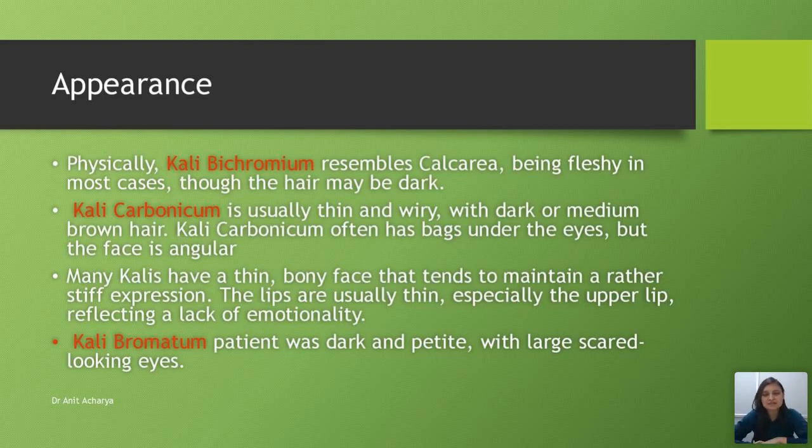Now appearance. Kali bichromicum is a chubby personality, quite resembling the Calcarea. Kali carbonicum is thin and wiry, lean, thin, with an edematous appearance around the eyes, particularly the upper eyelids. Most of the Kali group has a very bony face, like the lady in the picture which I have shown you. So it has a very angular or bony face. Generally, we say the people are squares. Squares means a rigid person.